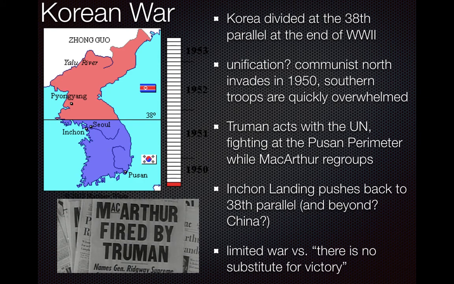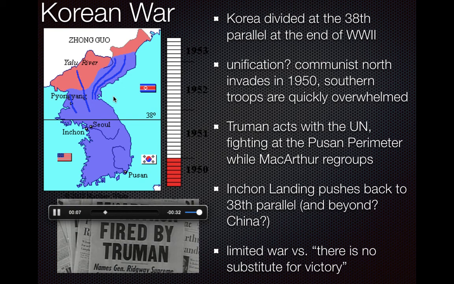Here, let me do this first. This is what the map will look like. So you'll see, starting in 1950, going all the way up to 1953, what does the Korean Peninsula look like? So in the beginning, you will see the North move all the way down to the south, and there will be fighting in the very southern part of South Korea. Then, with UN and U.S. support, we will have a limited war, essentially, and push all the way back up north of the 38th parallel.